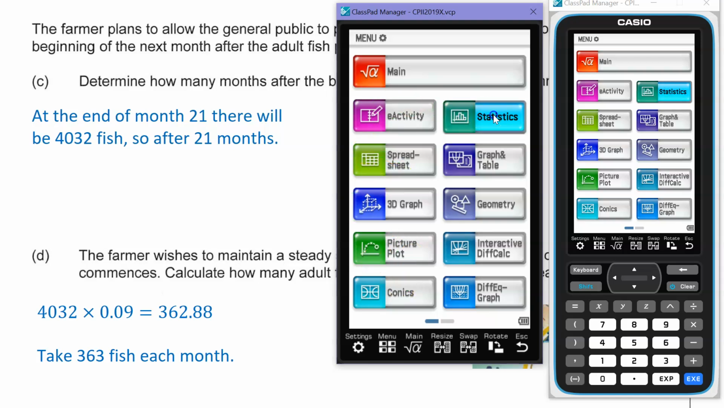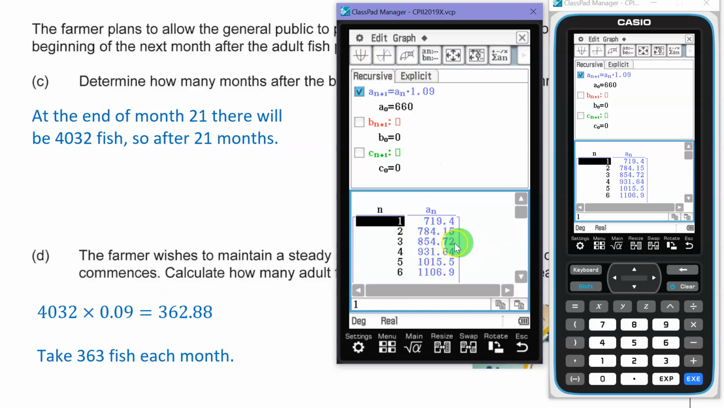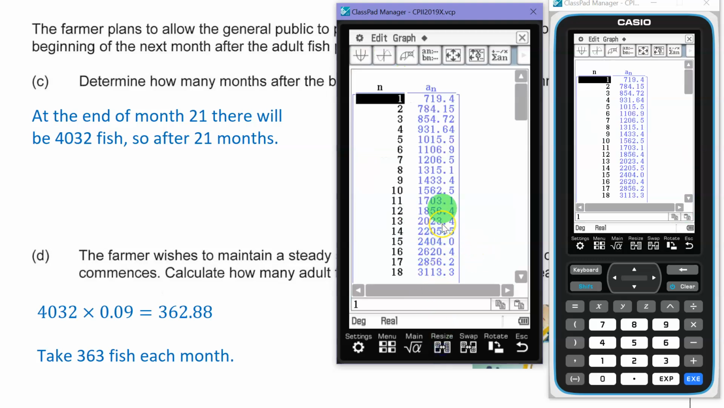Probably go into sequence because we've got the sequence here. So here we go. The type is the basic default one. So we just want to take the previous term, multiply by 1.09, and start off with 660 fish, and then let's grab a table. So here we go. If I hit resize, we're looking for when my table gets to 4,000.